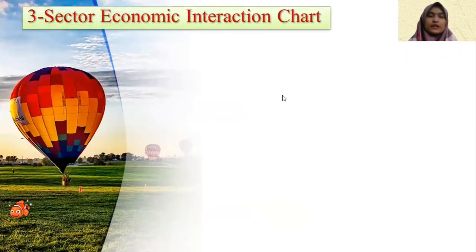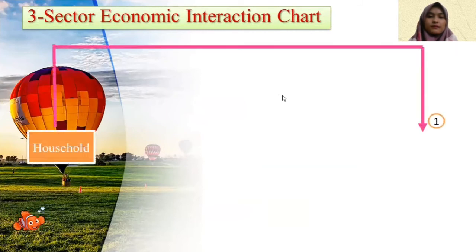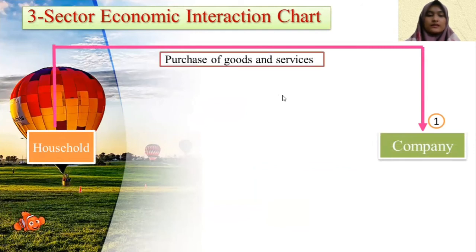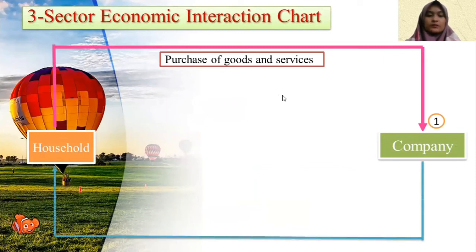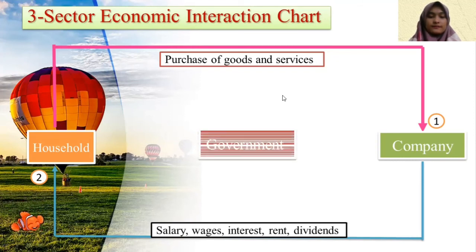And then we go into three sectors economic interaction chart. In the economy of three sectors, household remains consumer for companies, so that household buy goods and devices from the company. The company sector should provide remunerative compensation to household, such as in the form of salaries, wages, interest, rent, and dividend. So there is a revenue stream from the company sector to the household sector.